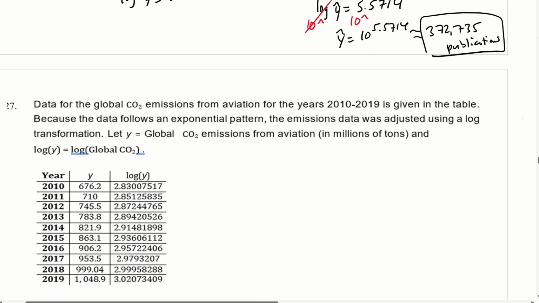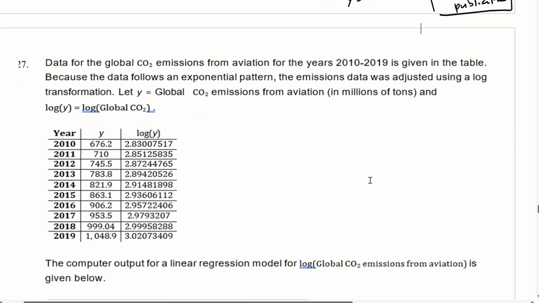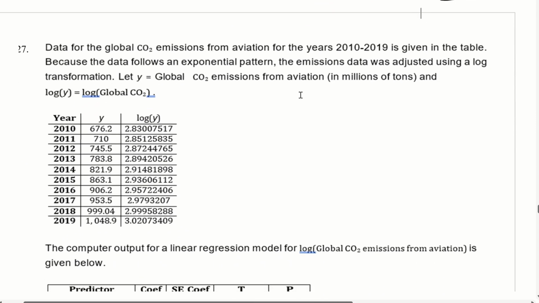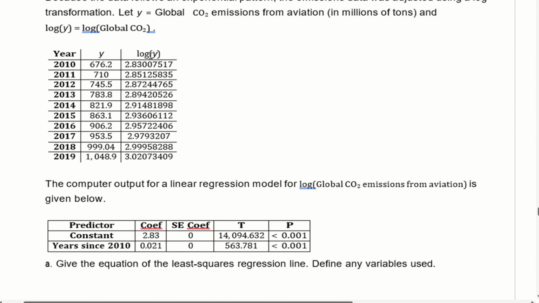So now number 27, data for the global CO2 emissions from aviation for 2010 to 2019 is given. They give you a transformation here. Because the data follows an exponential pattern, the emissions data was adjusted using a log transformation. So this is your equation, log of Y hat equals log of global CO2. So they had the Y and then they did a log of Y.